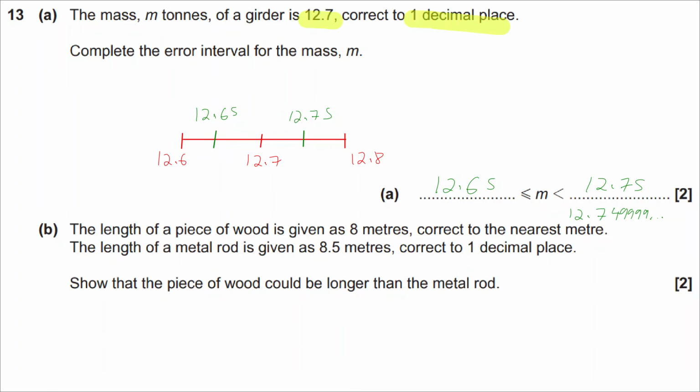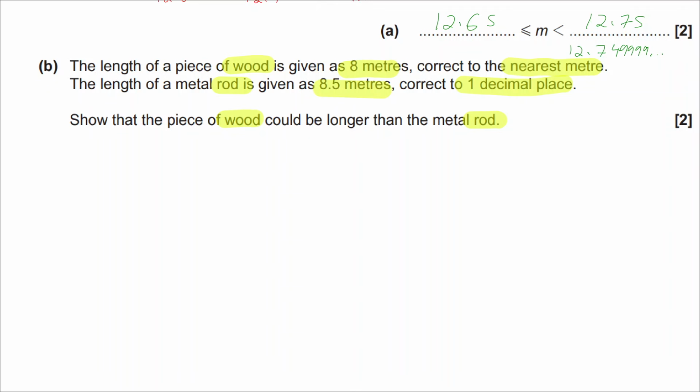Now part B, it says the length of a piece of wood is given as 8 meters, correct to the nearest 1 meter. And the length of a rod is 8.5 meters, correct to one decimal place. Show that the piece of wood could be longer. So this is the wood and this is the rod. The piece of wood could be longer than the piece of metal rod. Again, just go and draw out your error intervals first of all.